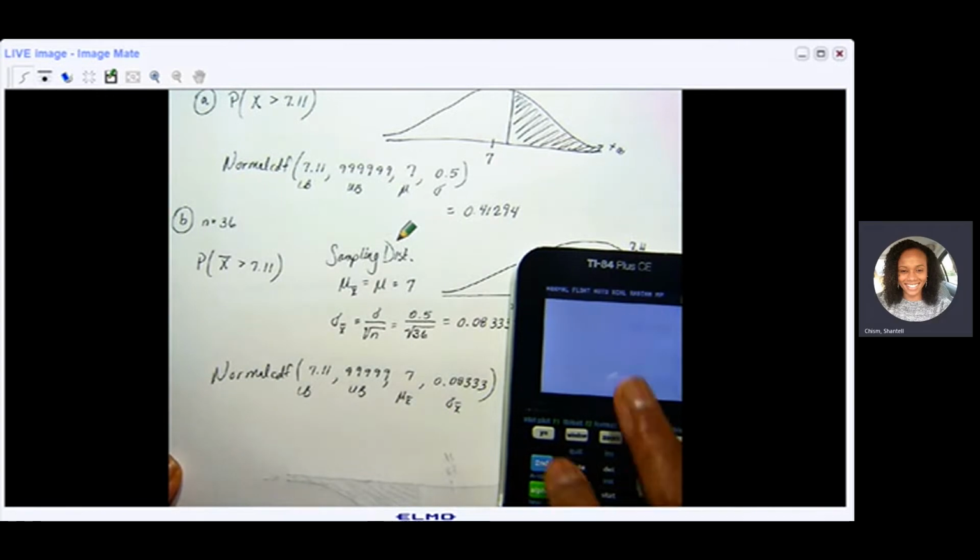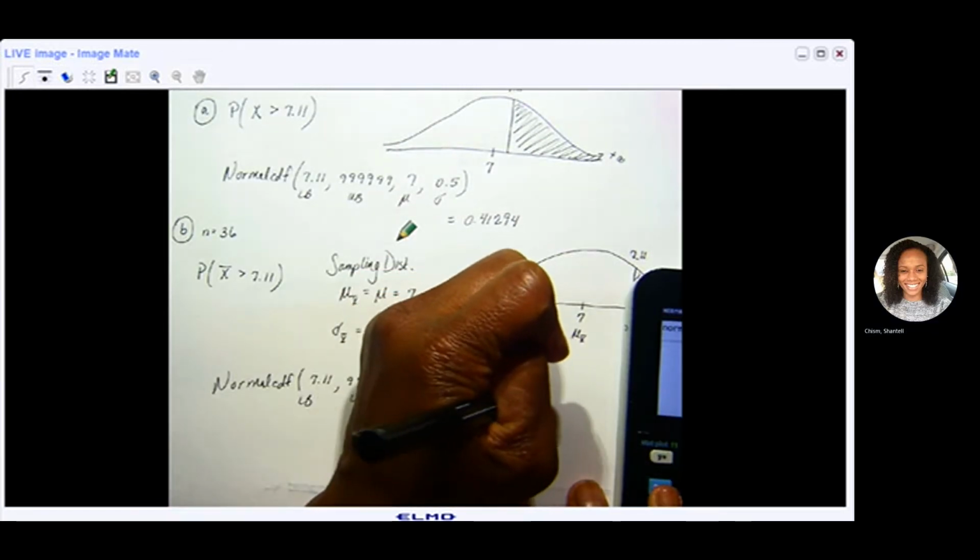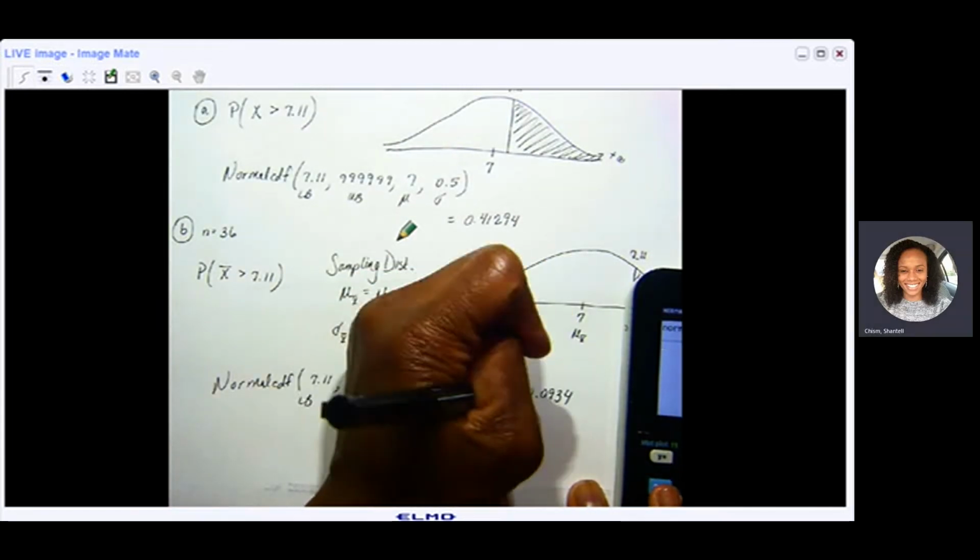So we put that in, we press second VARS to pull up normal CDF. The lower bound is 7.11, the upper bound is 999, the mean is still 7. The deviation is now 0.08333. Hit paste. 0.0934.